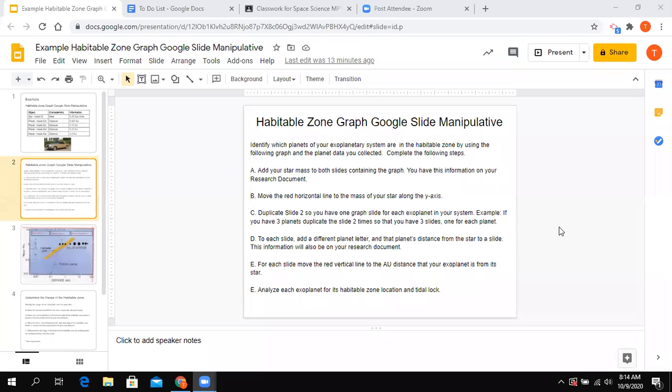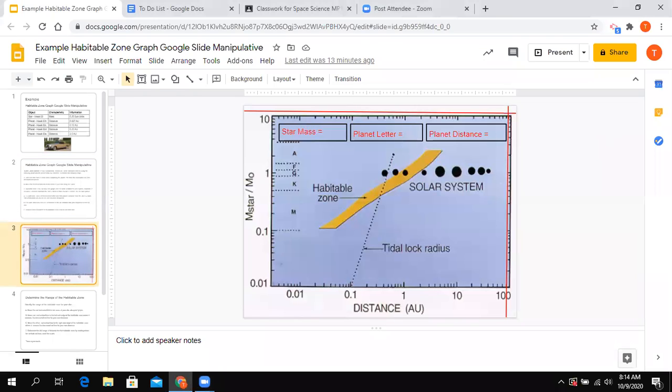All right, so in this demonstration, I'm going to show you how to identify whether or not your planets are in the habitable zone for your star. You're going to be using this graph that's in the habitable zone graph Google Slide Manipulative. Everybody has their own copy in Google Classroom.